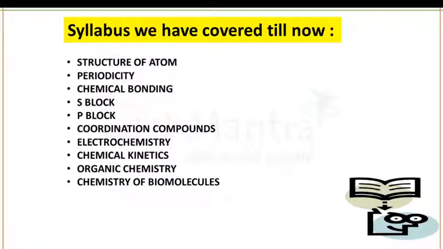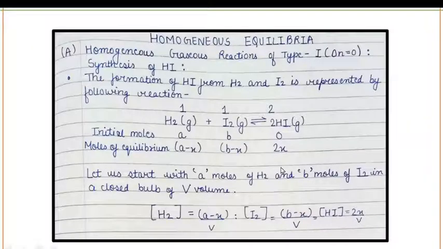As you can see here on your screens, we have completed structure of atom, periodicity, chemical bonding, S block, P block, coordination compound, electrochemistry, chemical kinetics, organic chemistry as well as the chemistry of biomolecules. And in today's lecture we are going to discuss about homogeneous equilibria.